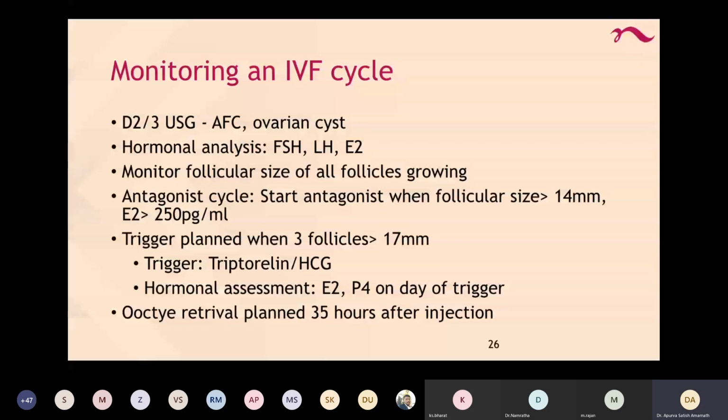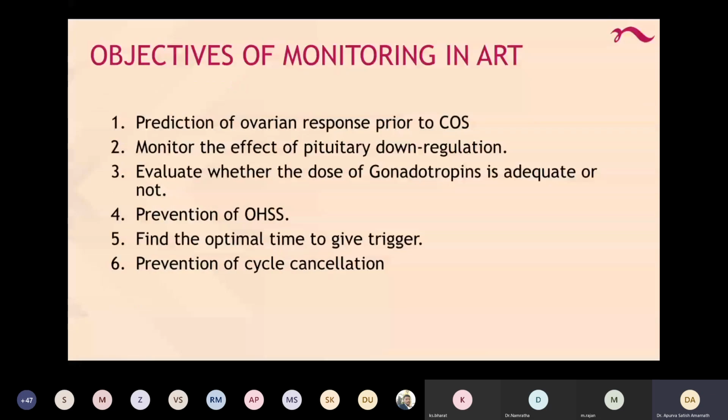We also do a hormonal assessment on the day of trigger, that is the estradiol and the progesterone values. This is basically to help us decide whether there is a risk of OHSS, and second, whether a fresh embryo transfer is possible, because a high P4 would not allow us to do an embryo transfer. The oocyte retrieval is then planned about 35 hours after the injection.